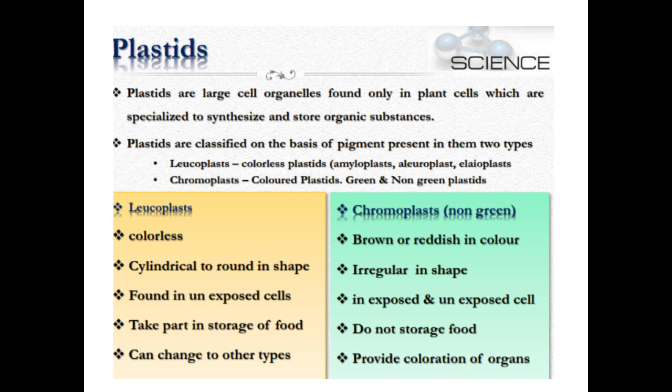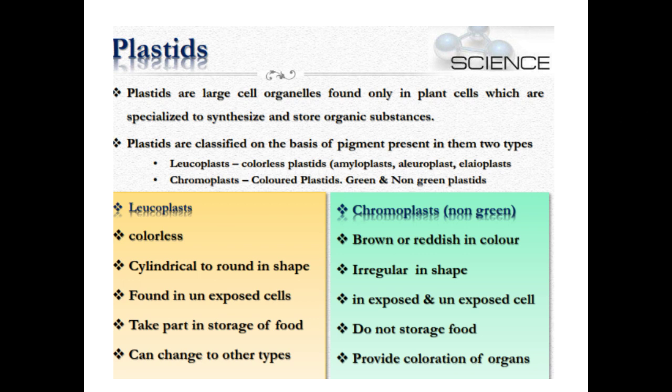Leucoplasts are white or colorless, while the chromoplasts are brown or red in color. Leucoplasts are cylindrical to round in shape, whereas chromoplasts are irregular in shape. Leucoplasts are found in unexposed cells, whereas chromoplasts are found in exposed cells and some in unexposed cells. Leucoplast takes part in the storage of food, whereas chromoplasts do not take part in storage of food but are used in coloration. Leucoplast can change to other types, but chromoplast cannot change as it provides the color to the organs.